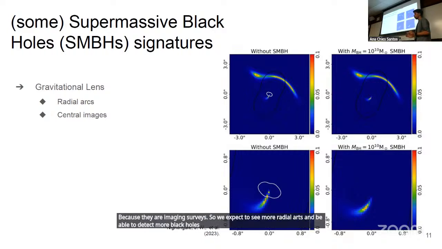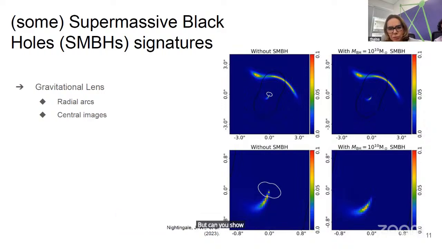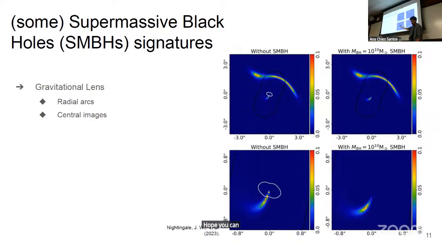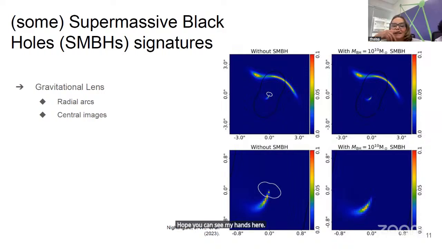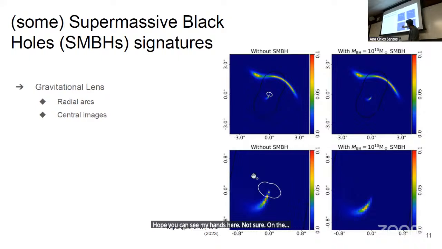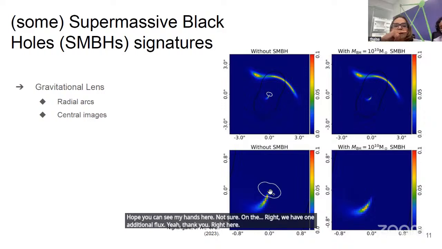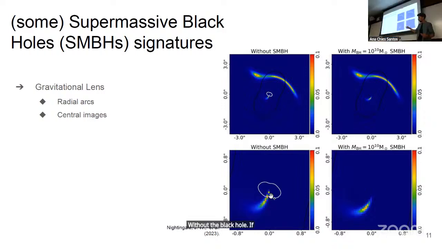Can you show me in this picture what is telling me the difference between without black hole and with black hole? I cannot see it from the pictures. Hope you can see my hand here. On the right, we have one additional flux. Yeah, thank you. Right here. Without the black hole, if you look at the image on the left, we are not seeing this extra flux.